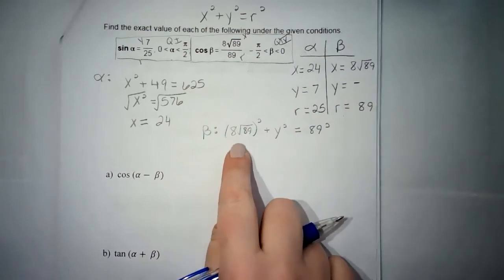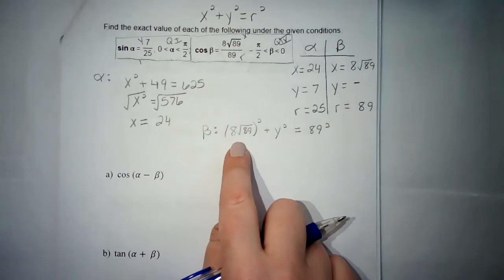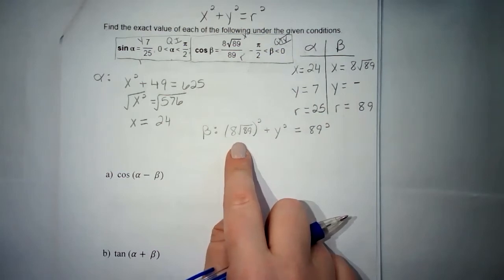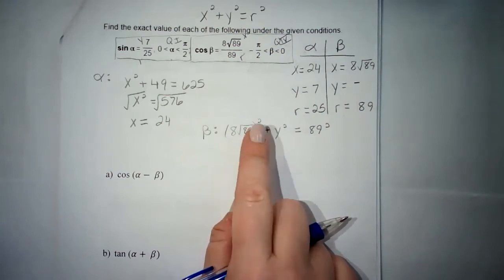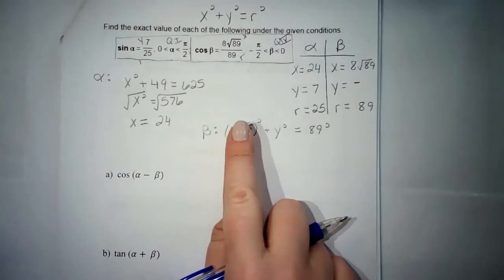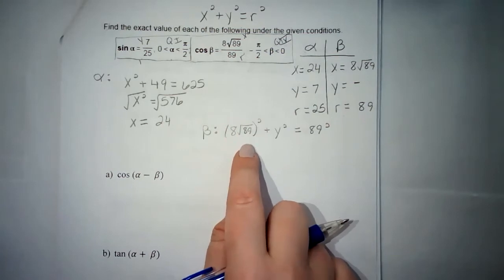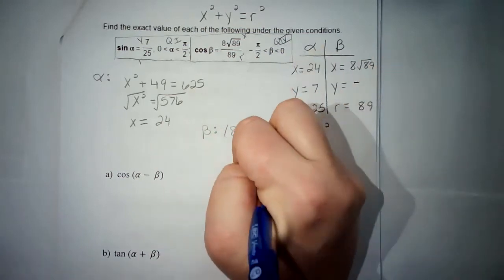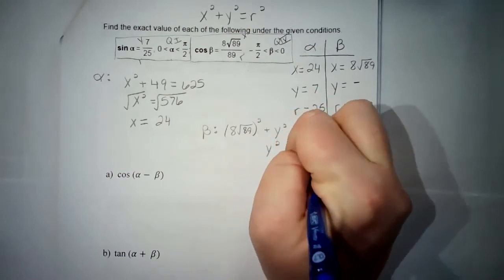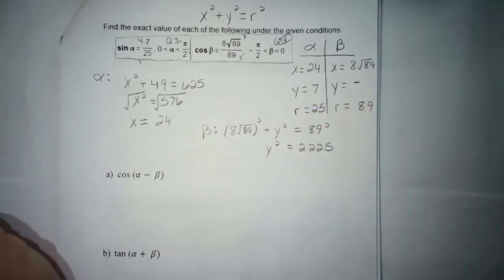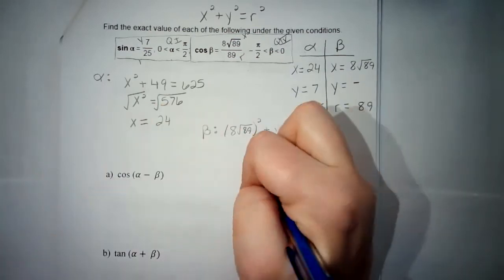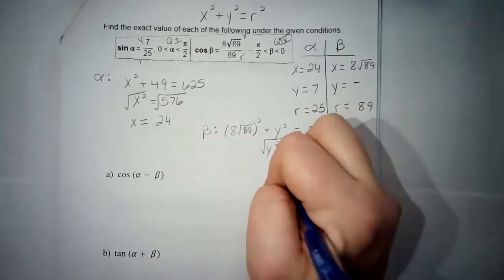Okay, so don't be scared of this. You can put this right into your calculator. Parenthesis, 8 square root of 89, close your parenthesis, square, and you're going to get the answer. Or if you want to think about it, you're squaring both pieces. So you're going to have 64 times 89, because the square root of 89 squared is just 89. Okay, so you can play around with that. What you're going to end up with is y squared equals 2,225.